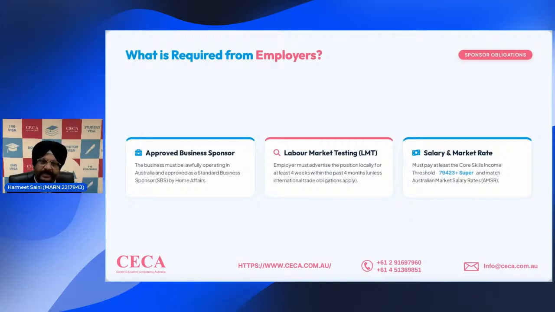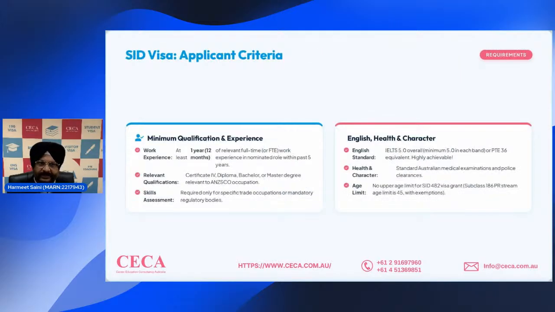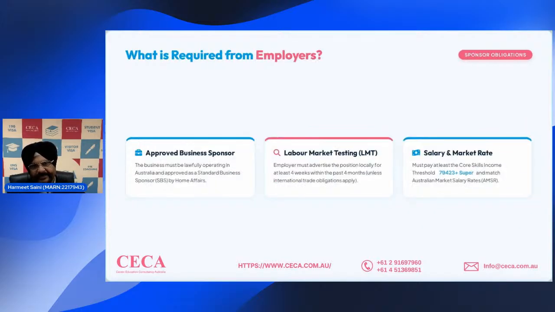And for the visa applicant, I already discussed this in the last slides. So these are the minimum requirements for the applicant, and these are the minimum requirements from the employer.